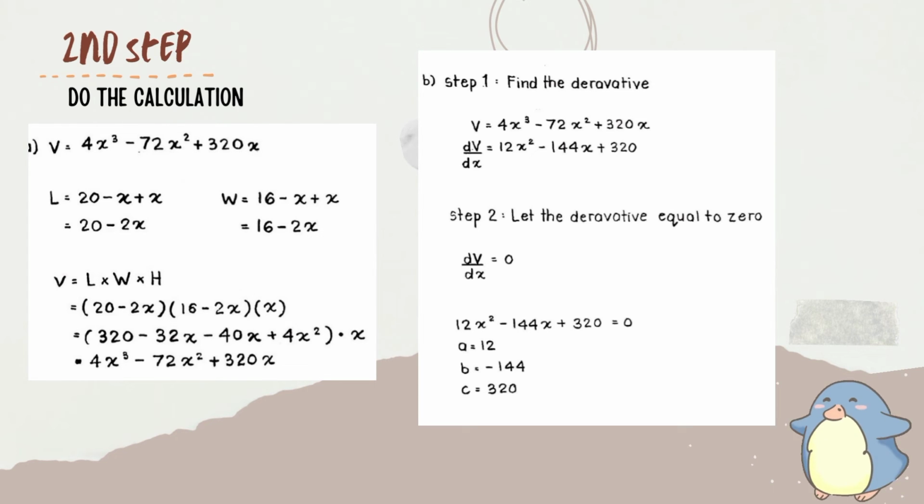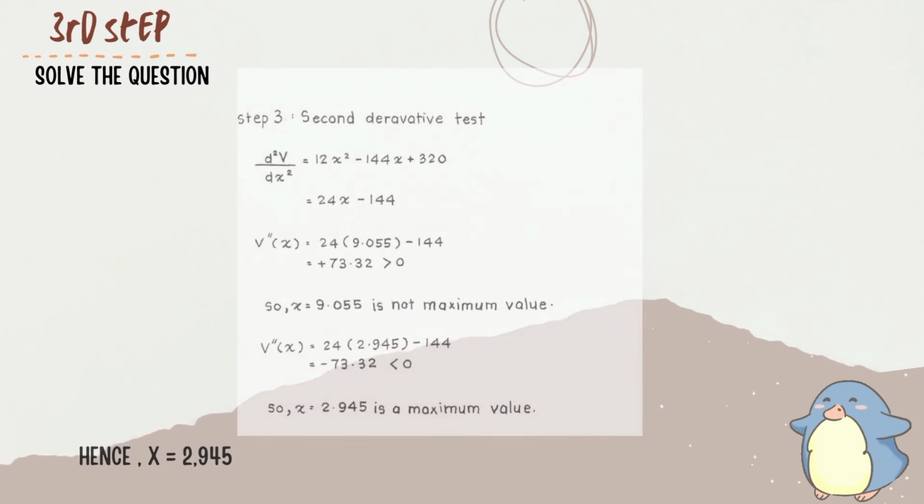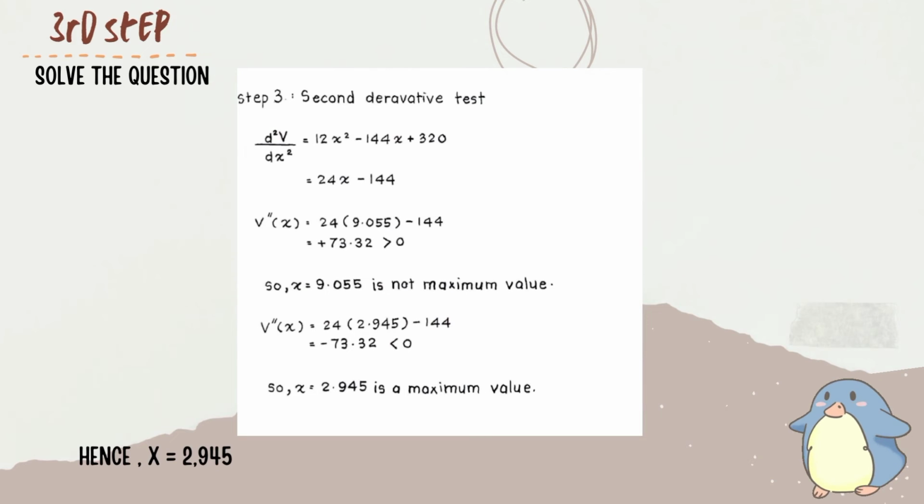Now, we can see that it became a quadratic equation where a is 12, b is negative 144 and c is 320. To find the value of x, we will use the quadratic formula. x equals negative b plus or minus the square root of b squared minus 4ac, all over 2a. After we apply the formula to the equation, the values of x are 9.055 and 2.945. Third step, solve the question.